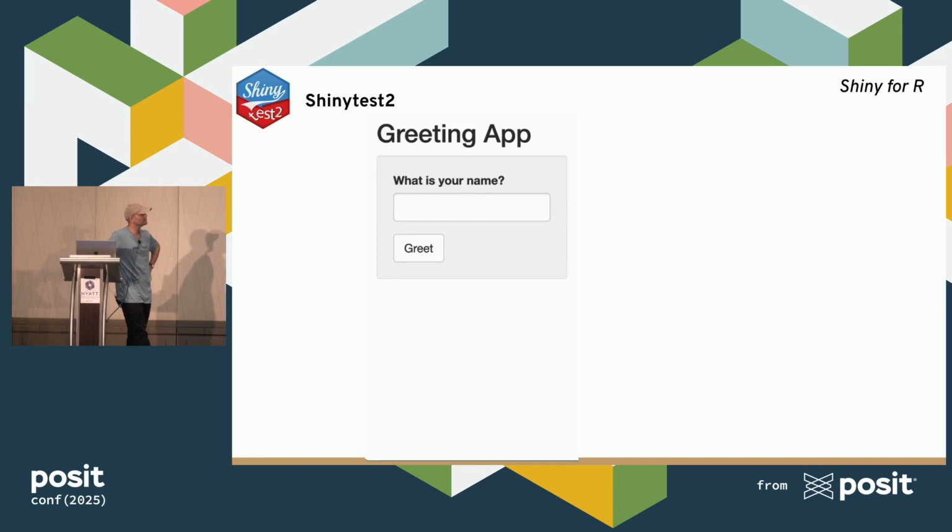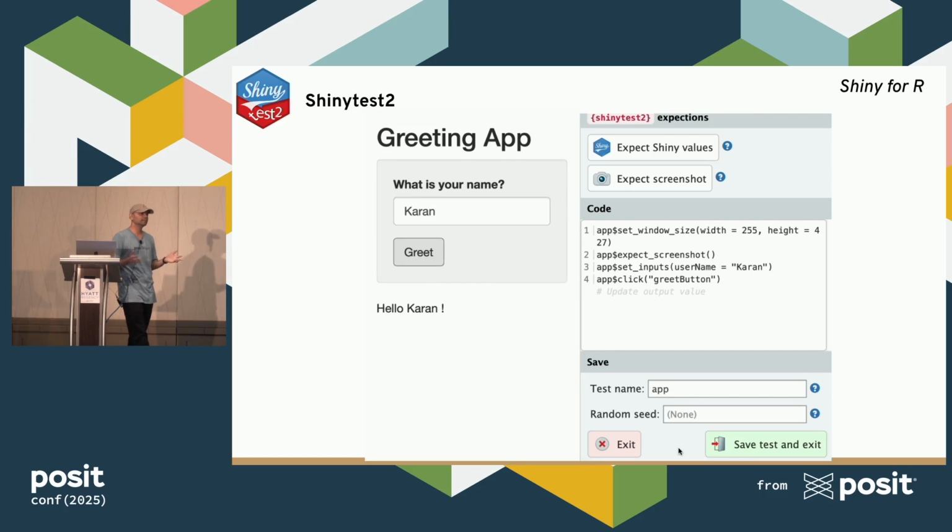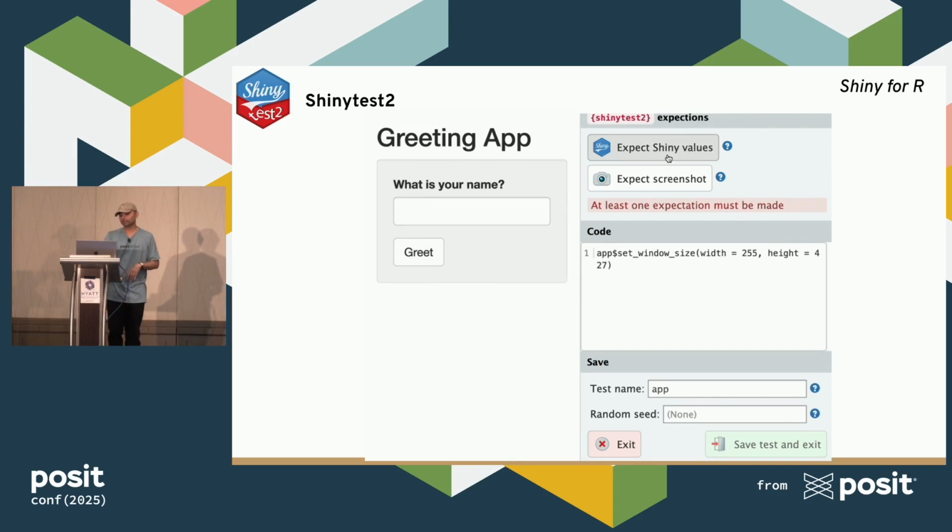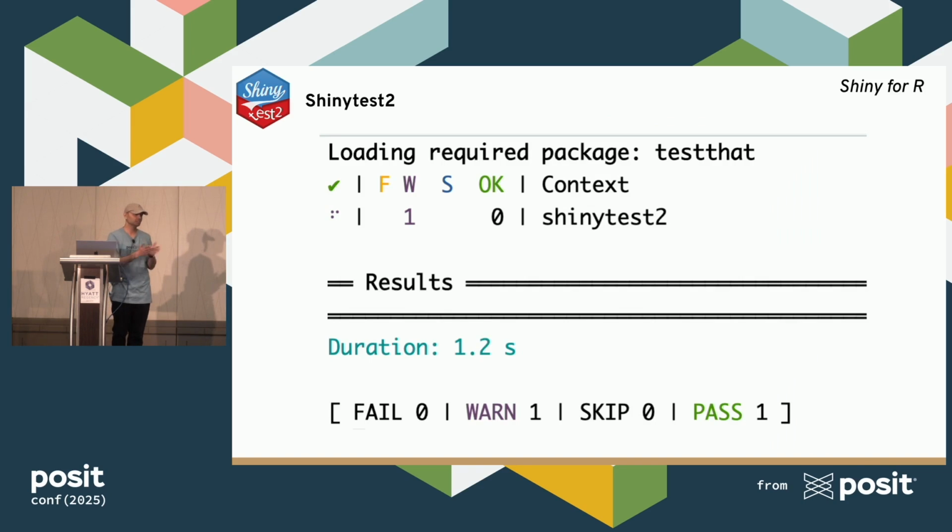Shiny Test 2 essentially is a UI tool where you go and record your actions, and it will generate the code for you. So you can have that code run again, and you have your test just like that. It's really easy for you to generate that.